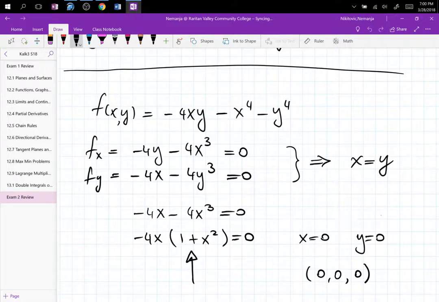No, that was the exact problem that I had, because I wrote it down. Yeah, negative 4xy minus x to the 4th minus y to the 4th. So that's why I was confused why that was it. Well, could be a glitch of some sort.